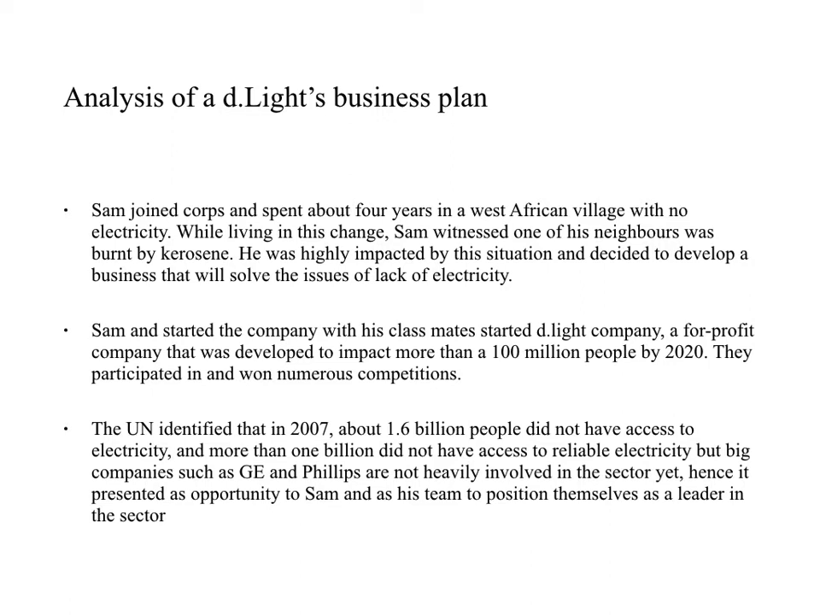The first step that Sam took was to join a Stanford program, where he met a few classmates and they created D-Light Company, which was a for-profit company, but its mission was to impact the lives of more than 100 million people by 2020, which they did. Once at Stanford and after graduation, D-Light, headed by Sam and his team members, participated in numerous startup challenges and won a lot of prizes.